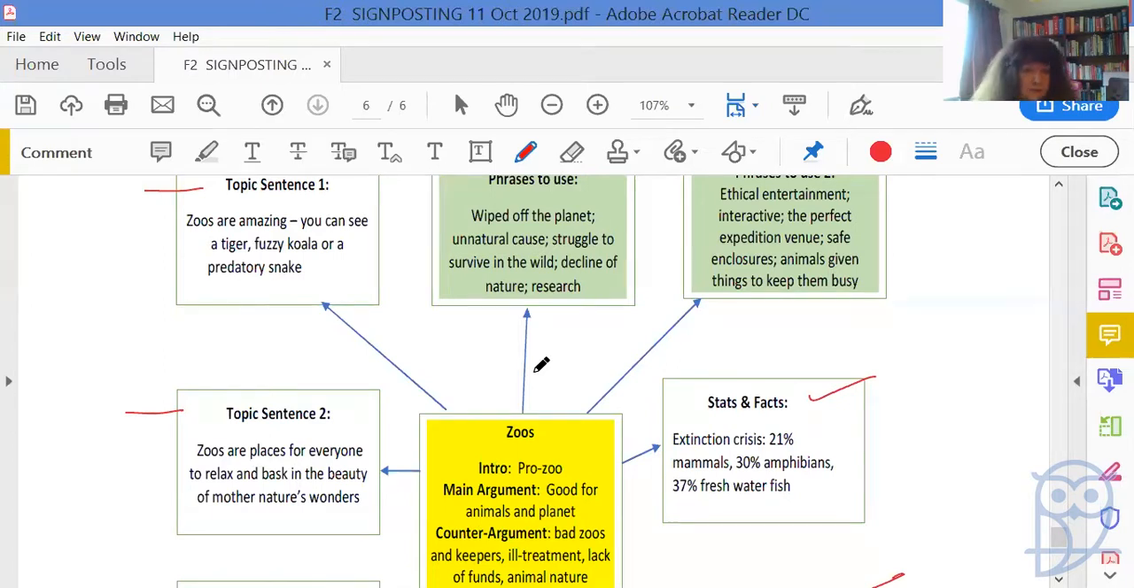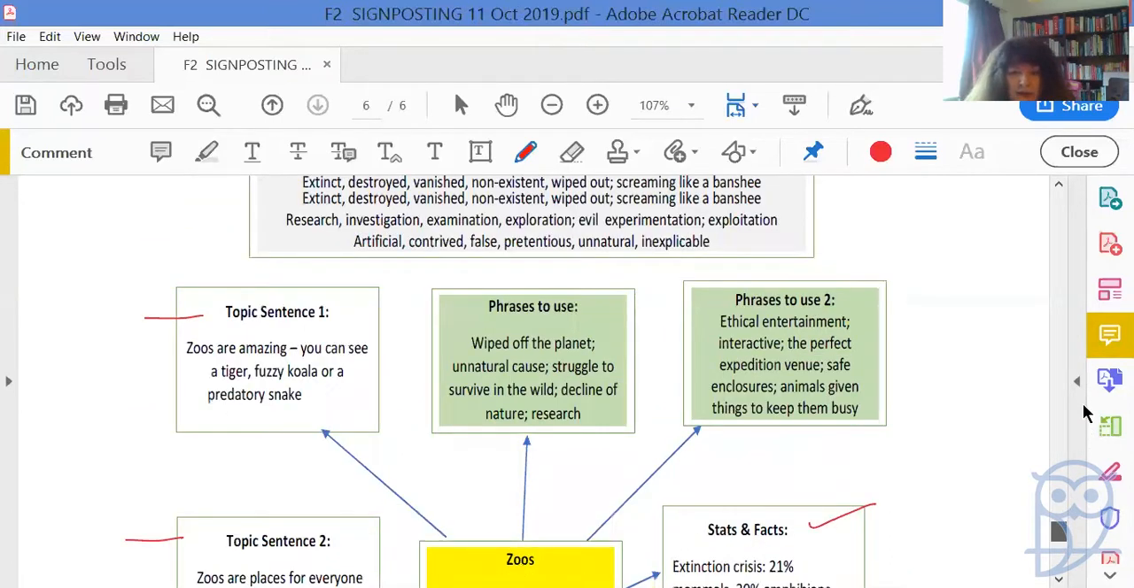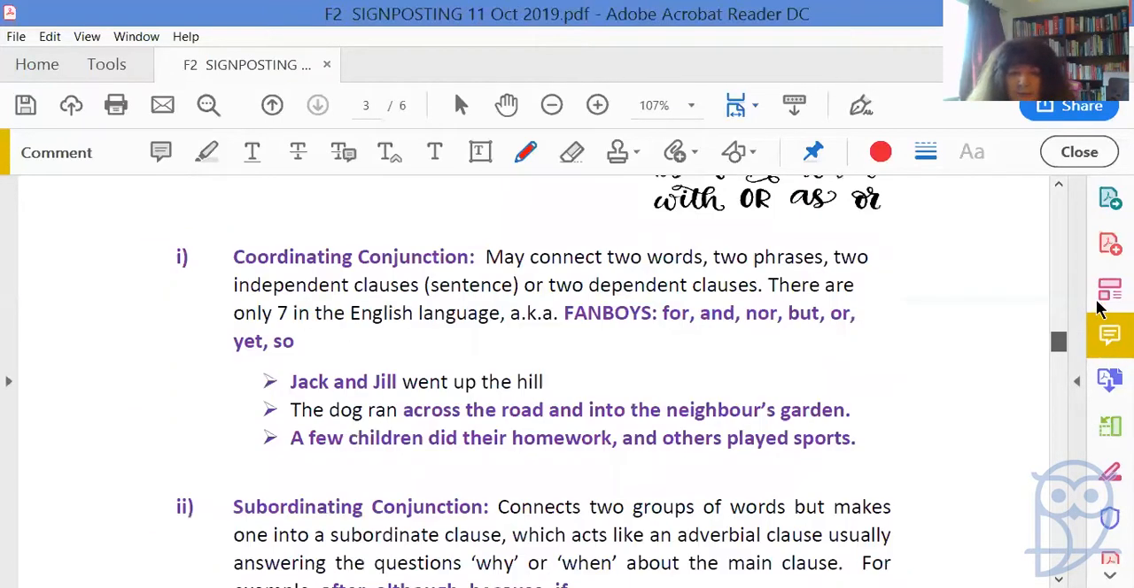Just type it out, if you're a good typist, you're quick at typing. And then once you've done that, you can see, well, look, there's the words I can put in. And when you write it out by hand, wow, you've got everything in place. Okay? And that's why we've got our signposting words.